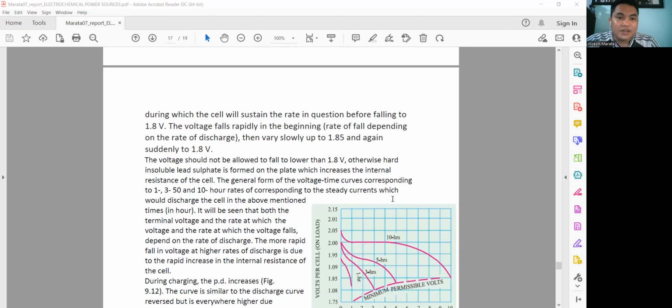The general form of the voltage time curves corresponds to 1-hour, 3-hour, 5-hour and 10-hour rates, corresponding to the steady current which would discharge the cell in the above mentioned time in hours.